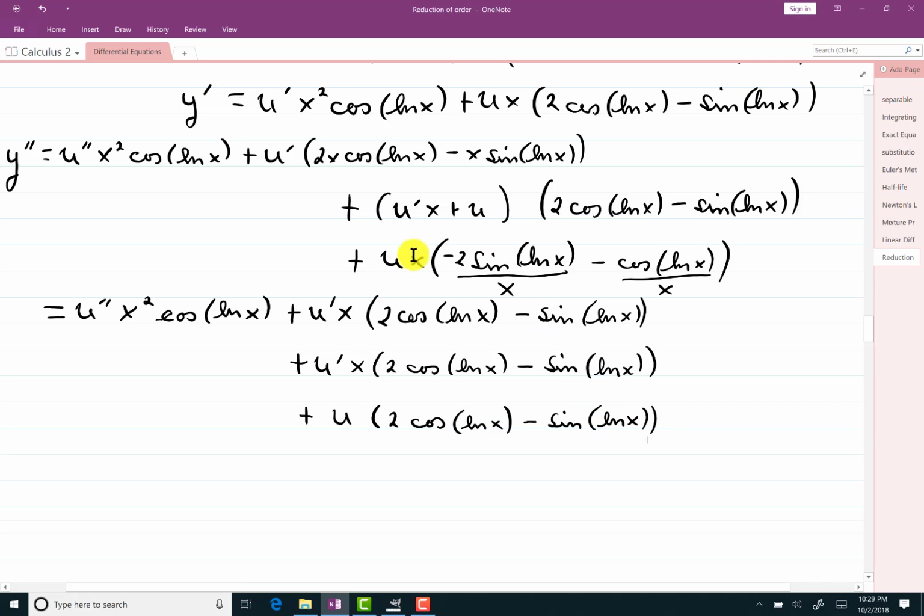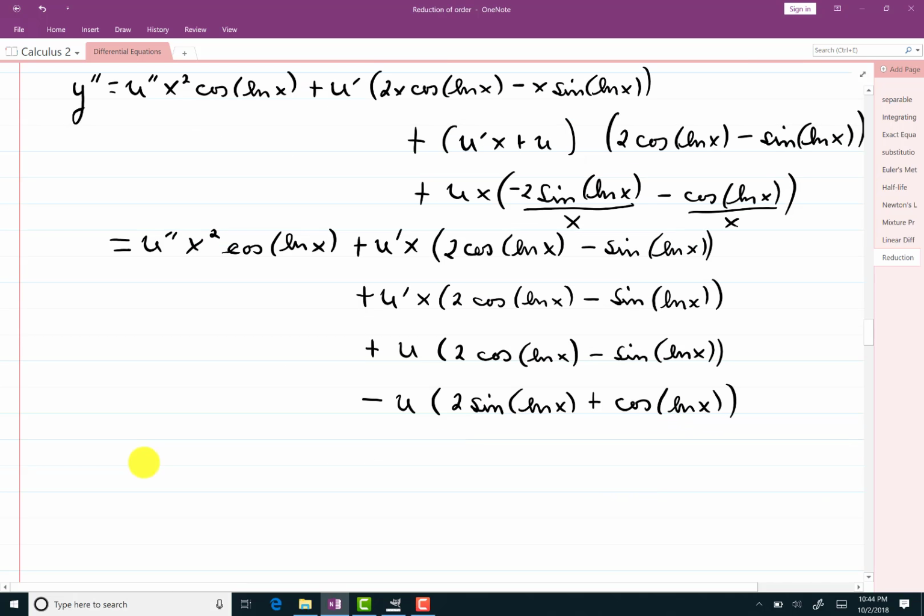And then this last piece, I'm going to multiply the x through and also factor out a minus sign. So that'll leave me with 2 sine of ln of x minus cosine of ln of x. All right, here I multiplied through by the u, but make a note of this. I had to fix this negative to a plus sign. So anyways, there is our y double prime. Let's see what I can simplify here, if anything.